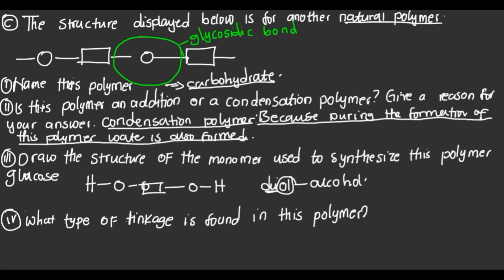Now, Roman number 4, what type of linkage is found in this polymer? We've already named it. This is a glycosidic bond. This is a covalent type of bond. So this is how we can apply the information based on polymers.